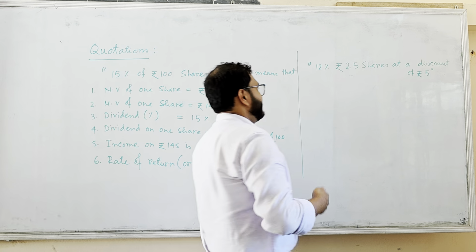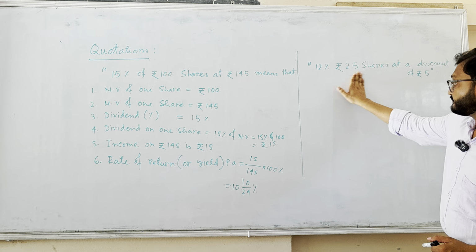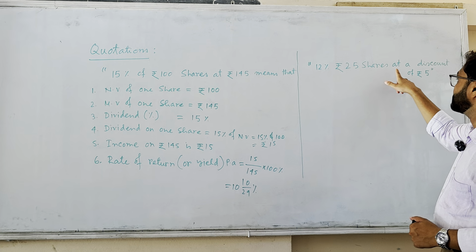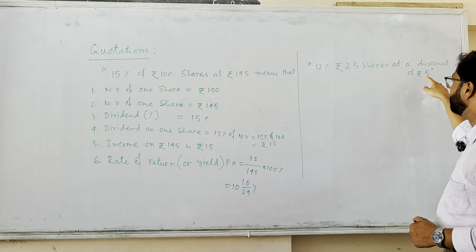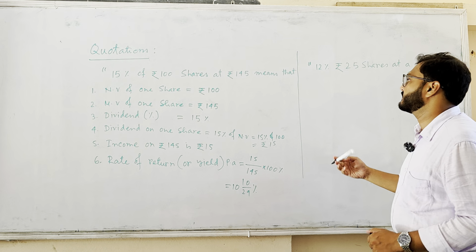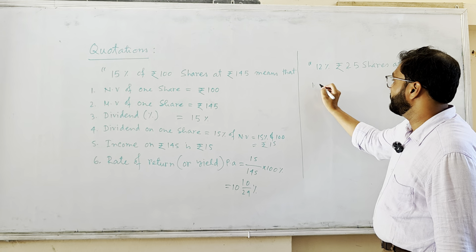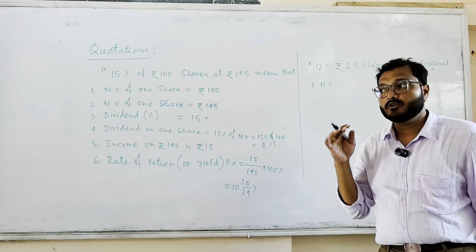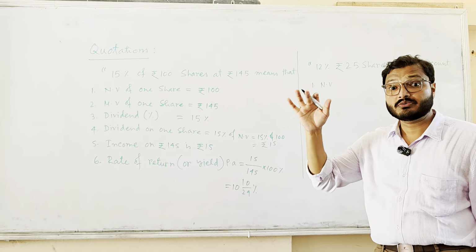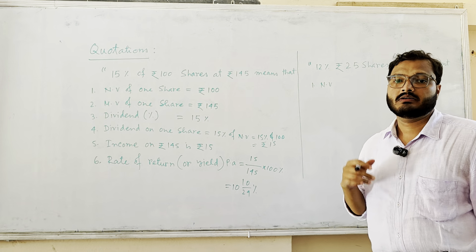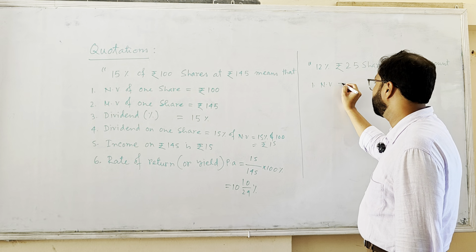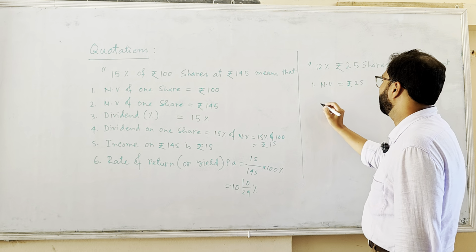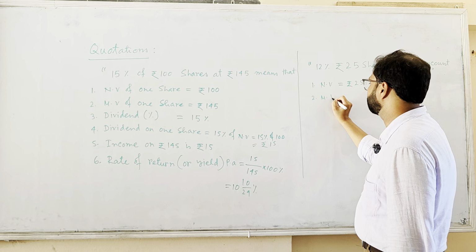So we'll decode this statement, 12% of 25 shares at a discount of rupees 5. What does it mean? Number one, nominal value. And I am telling all of you, when you solve the sum, first write, like me, what is given and what we have to find out. So first is the nominal value. Here the nominal value is rupees 25.